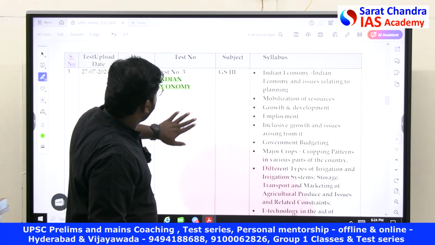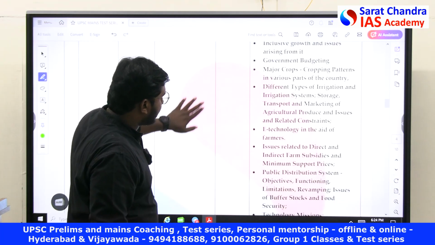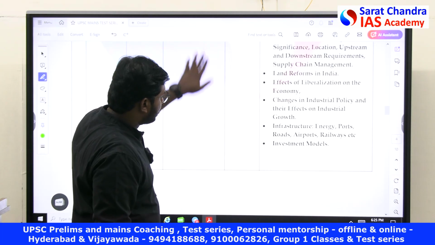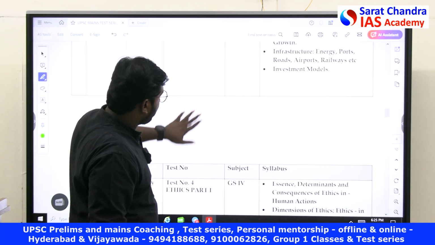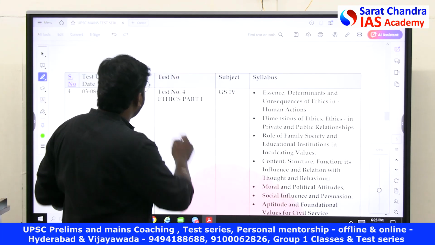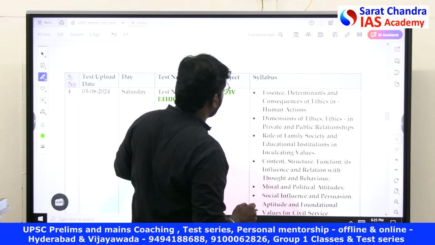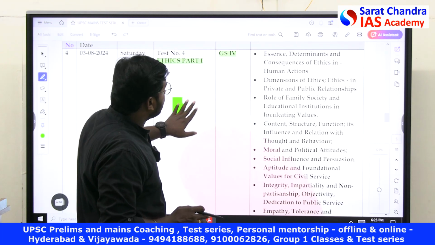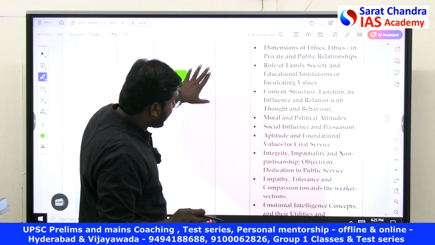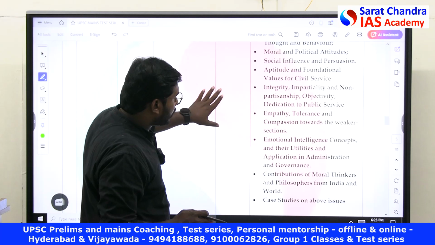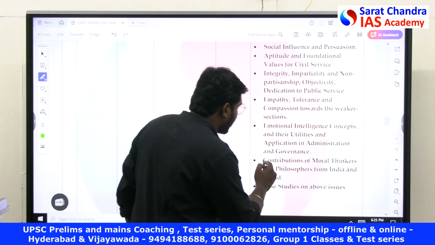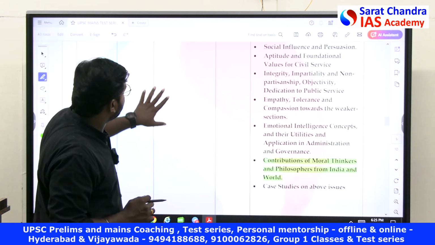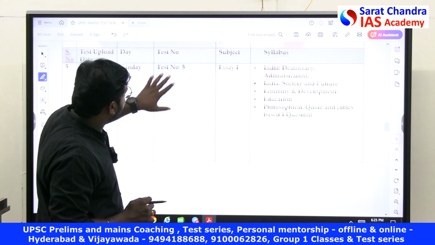Going to the third test, that is the Indian economy. In this entire part, we will be dealing with the Indian economy section and the agriculture, industries, infrastructure, and the investment models. And then we have ethics part 1. I told you we will be dealing with only part of the syllabus, from the essence of human actions to the contribution of moral thinkers and philosophies from India and the world, and the case studies associated with the above topics. Then we will be moving to the essay.